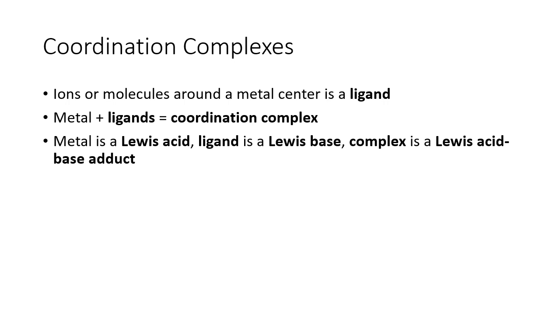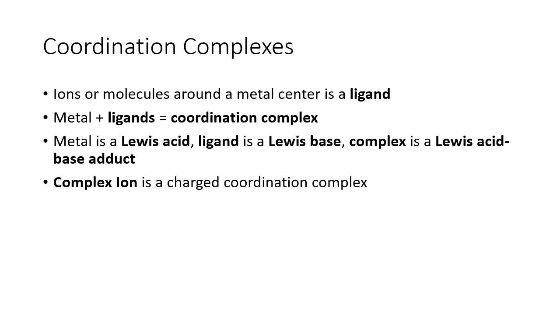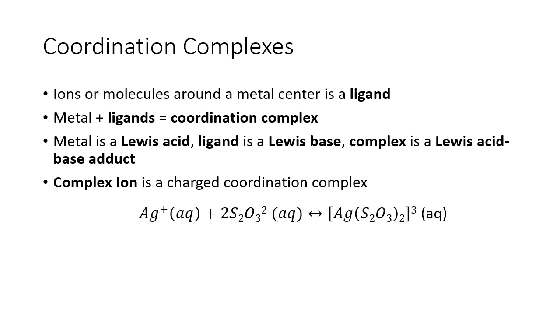Let's finish out our definitions. A complex ion is a charged coordination complex. So you put a charge on a coordination complex, you can call it a complex ion. So let's talk about an example. Silver plus thiosulfate makes silver thiosulfate complex.